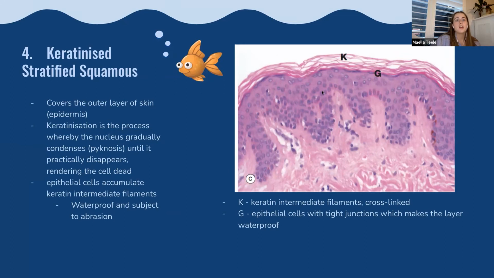So if you have a look in K, you can see your intermediate fibers, they're your keratin fibers interlinked, and in G, you can see your epithelial cells. So these cells have very tight junctions, so they probably have zonula occludens, which cross-link to prevent anything from getting into the epithelium itself, and your keratin also protects it and makes it waterproof.